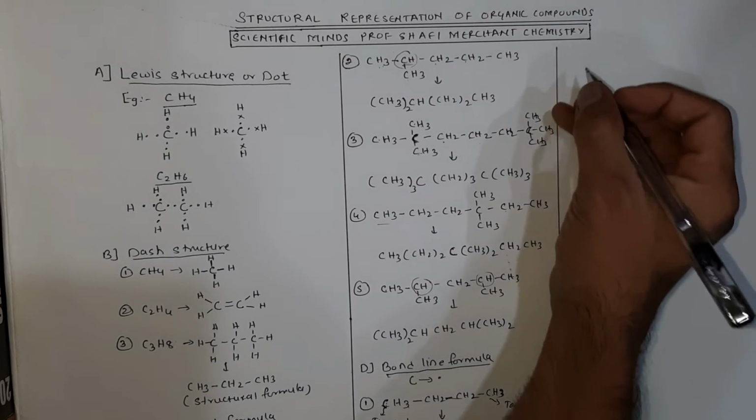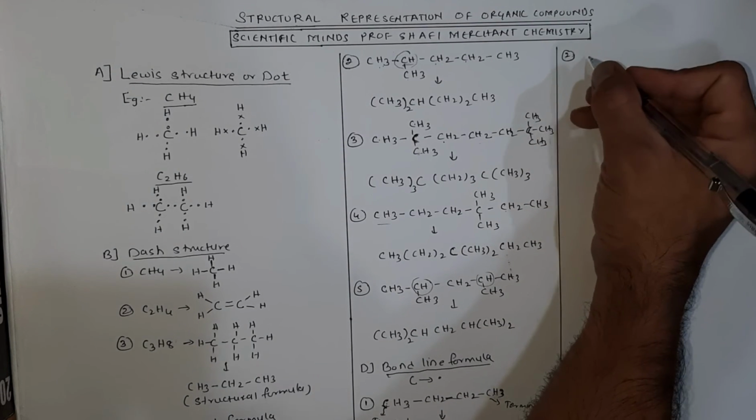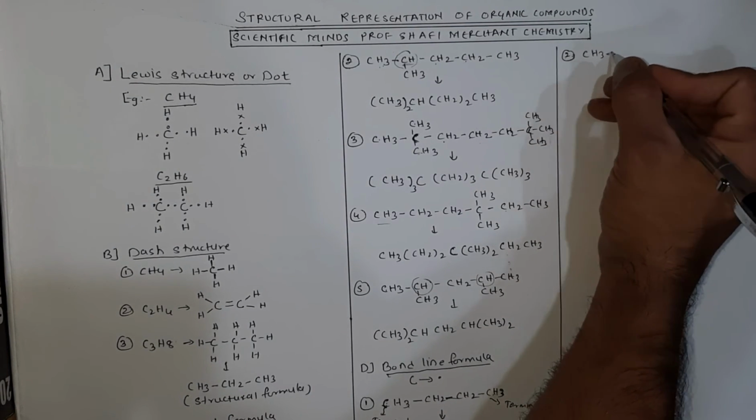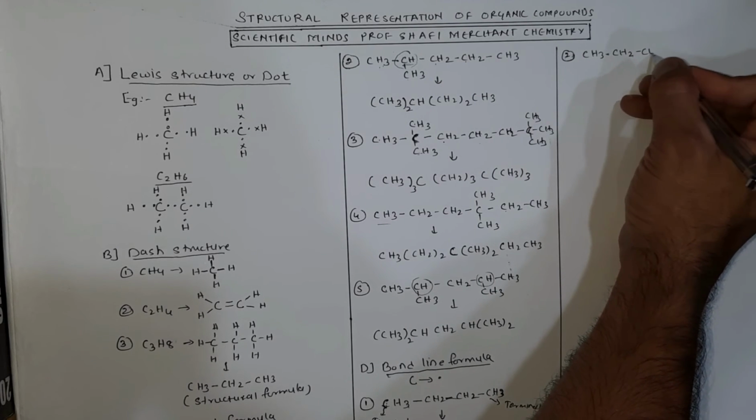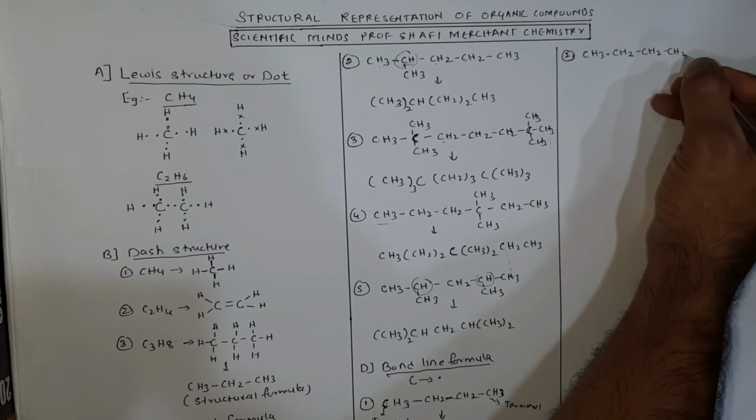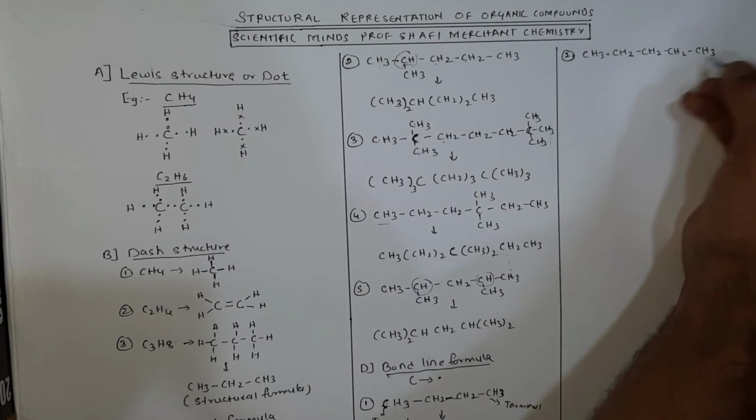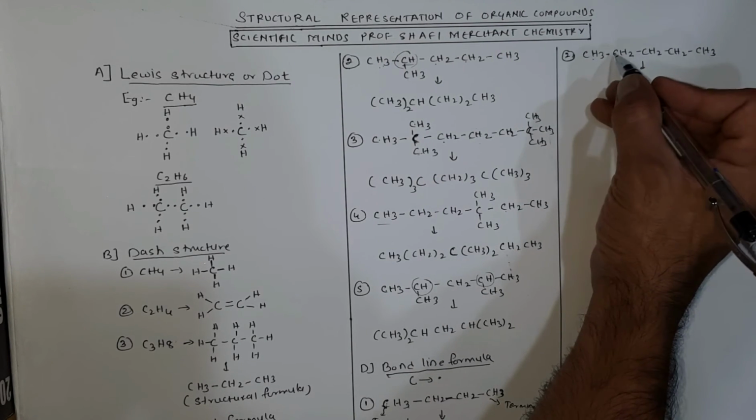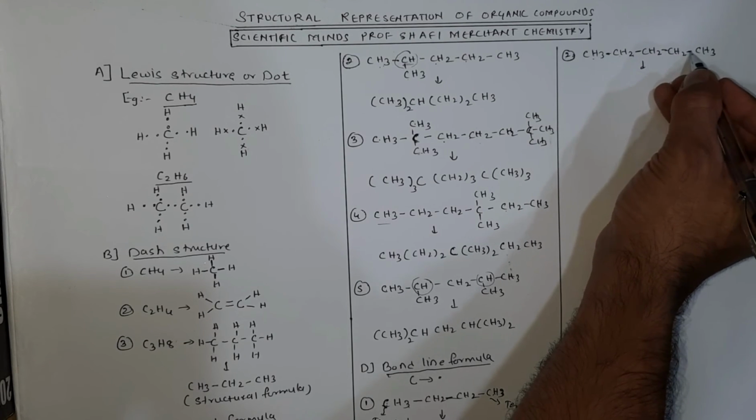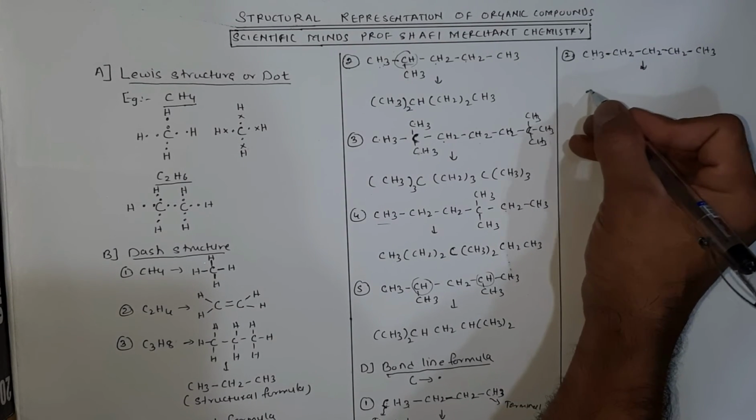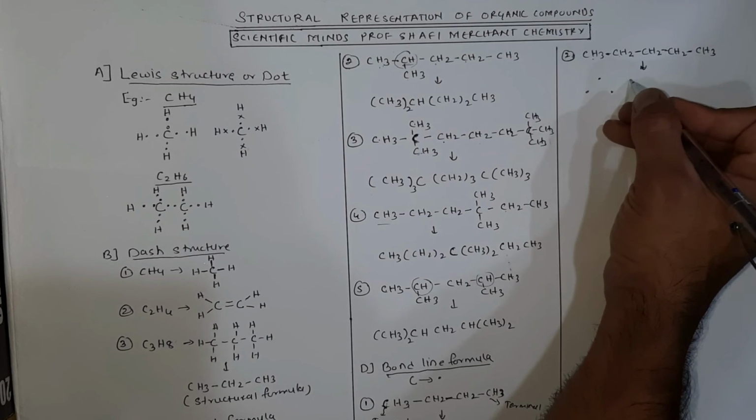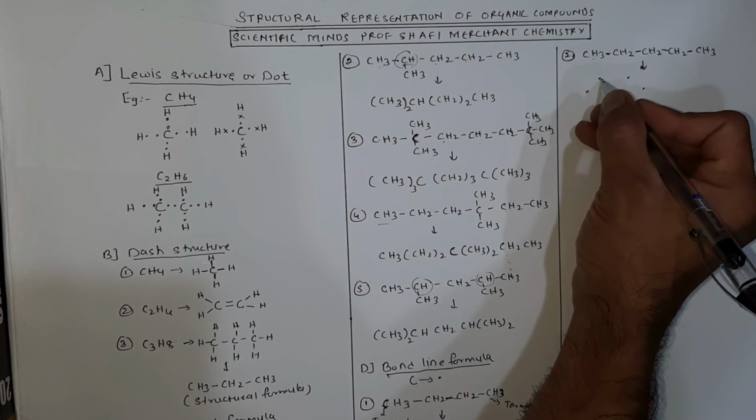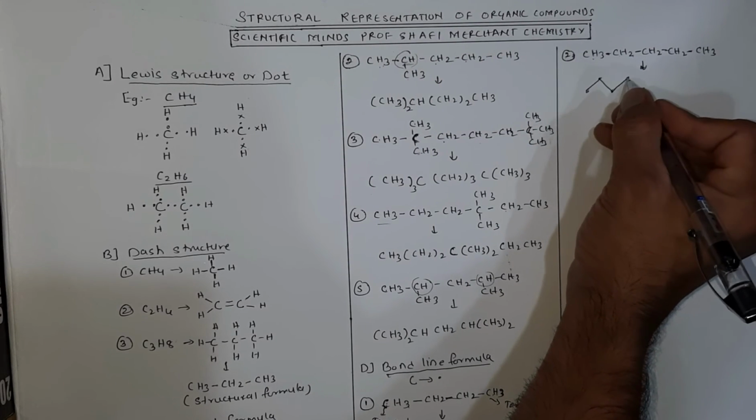Okay, second example, CH3, CH2, CH2, CH2, CH3. How many carbons? 1, 2, 3, 4, 5. All of them are attached by which bond? Single bond. So 1, 2, 3, 4, 5. All of them are attached by a single bond.